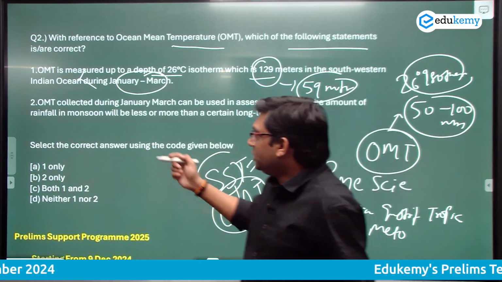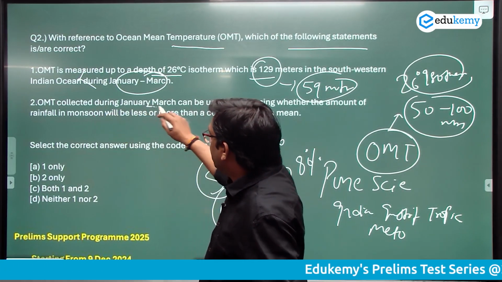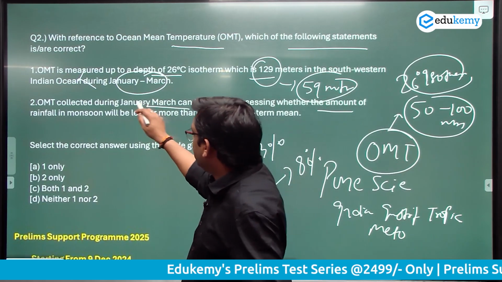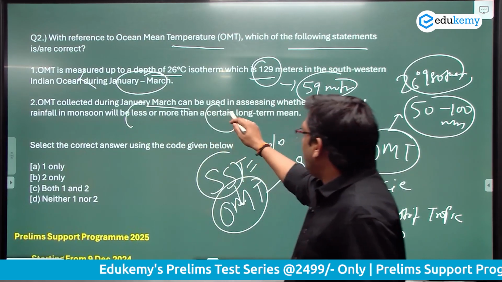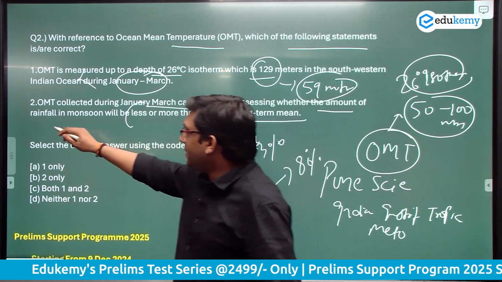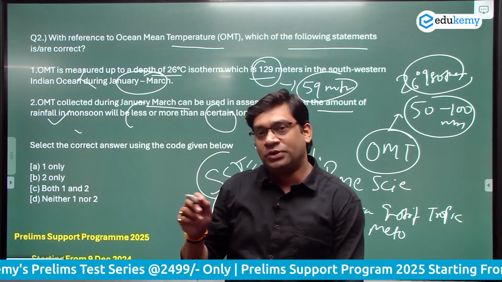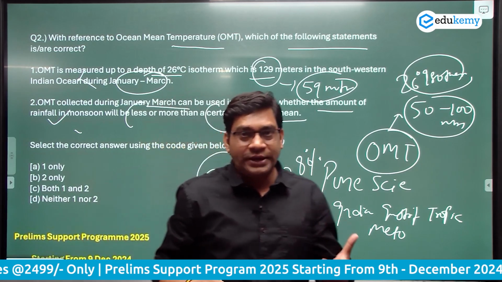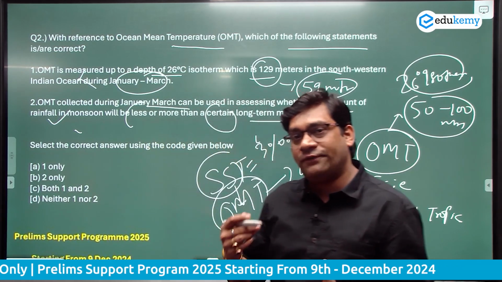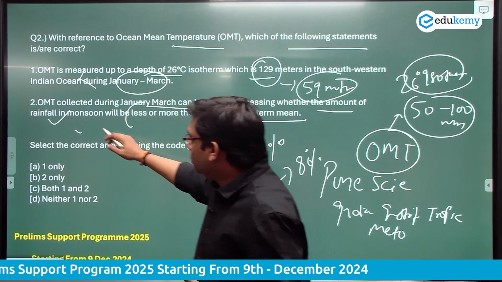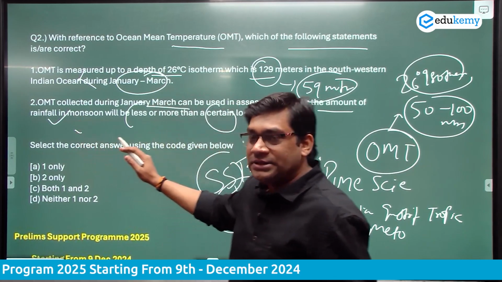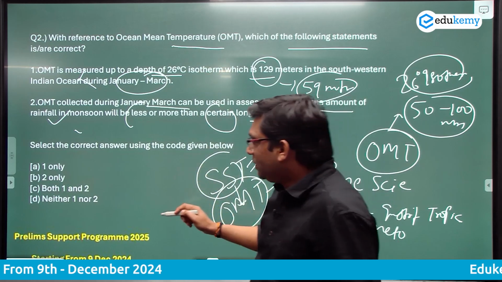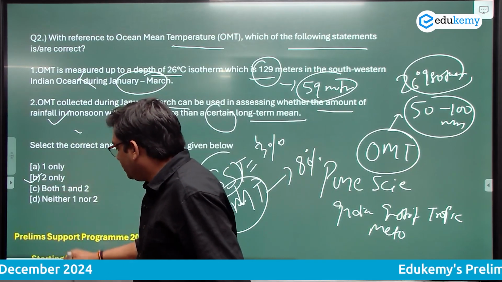सेकंड स्टेटमेंट: it is collected during January-March and can be used to assess whether the amount of rainfall in monsoon will be less or more than the certain long term mean. यह स्टेटमेंट करेक्ट है. जैसा मैंने बताया कि ओशन मीन टेम्परेचर का मेन ऑब्जेक्टिव यही है, टू फाइंड आउट साइक्लोन कैसा होने वाला, मॉनसून कैसा होने वाला फॉर लॉन्ग टर्म पीरियड. So option 2 is the more appropriate answer, more correct with respect to ocean mean temperature. So यहाँ पर correct answer option B होगा.